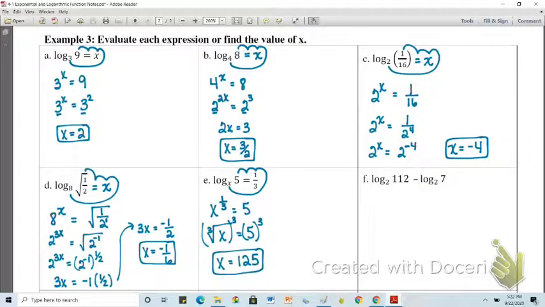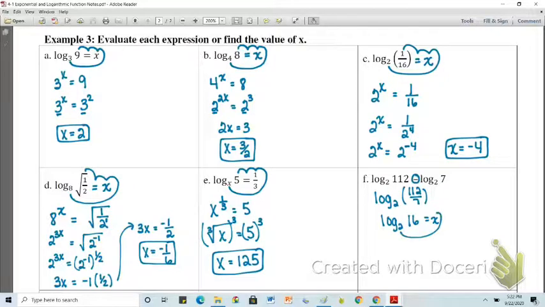Now on F, you'll notice I have 2 logs. I can't solve 2 logs until I can set it equal to x. But to do that, I have to combine 2 logs down into 1. So we're going to use our properties. Remember, minus really means divide. So I'm going to do log base 2 of 112 divided by 7. So that is log base 2 of 16, and I'm going to set equal to x.